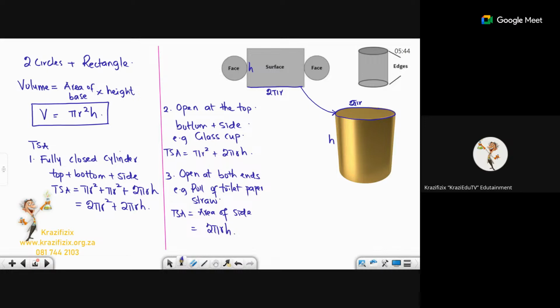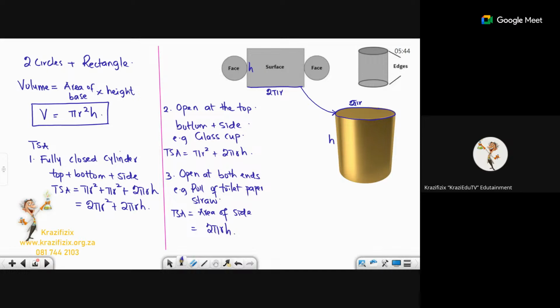So there's no need to cram. Many of you are cramming, and that's why we find this a bit challenging. Okay, and the volume just remains the same. Whether it's top, bottom, or open, the volume remains pi r squared h, because volume is what is inside, what it contains. Okay, guys, we are done with that.